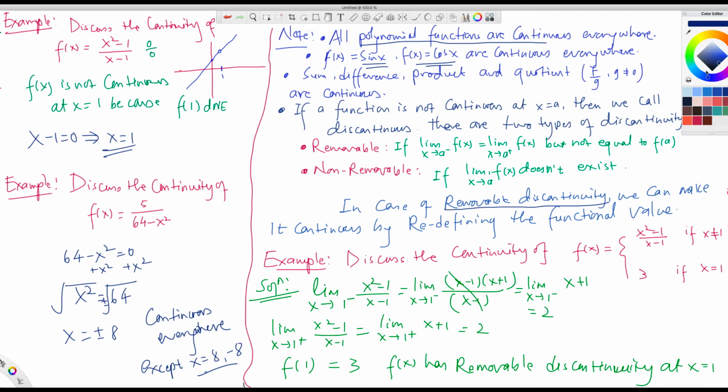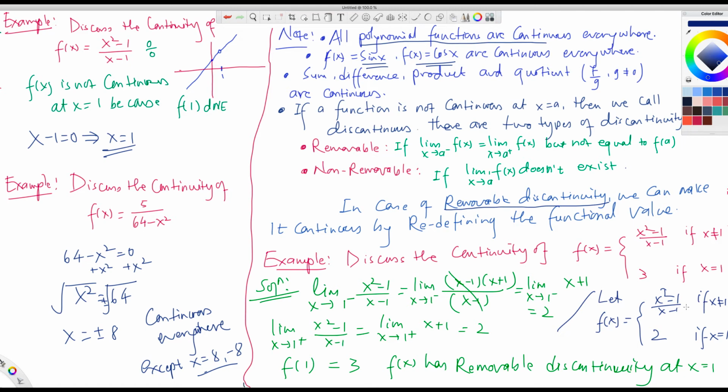But if you want to, you can redefine the function like this. You can redefine f(x) equals x squared minus 1 over x minus 1, you cannot change the piece that has x, okay? If x not equal to 1, and then 2 if x equals 1. If you define it like this, you will have left limit and right limit equal and the function will be continuous. So for a removable discontinuity, you can remove the functional value and replace it by a number that is equal to the limit. You see that? And then you can make it continuous.